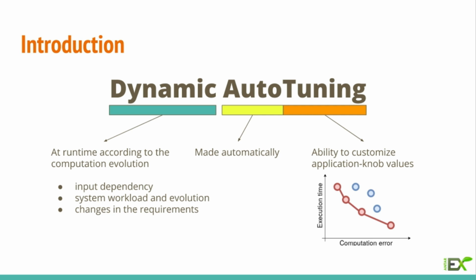First, the performance may be input dependent. Therefore, we would like to consider the actual input in the decision process. Second, the performance usually depends on the underlying architecture and system workload. For instance, it might depend on the computing resources assigned to the application, which may vary according to the system evolution. Third, the application requirements might change at runtime according to external events or stimuli.